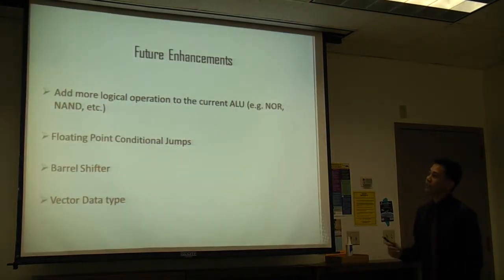For our future enhancements, we plan to add more logic. That includes NOR, NAND, rotate right, rotate left. We plan to implement the floating point flags and add jumps to that. That could have been easily done, but we just didn't have time. We also plan to add a barrel shifter, which Eli then did. We also plan to add a vector data type. This speeds up graphics. It allows for usage of graphics stuff.